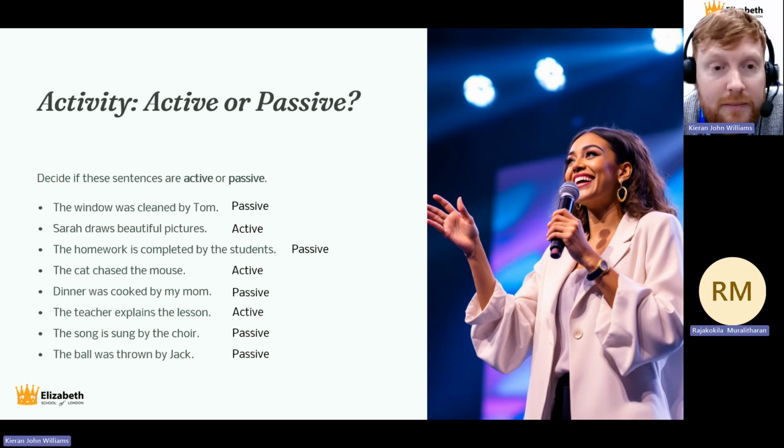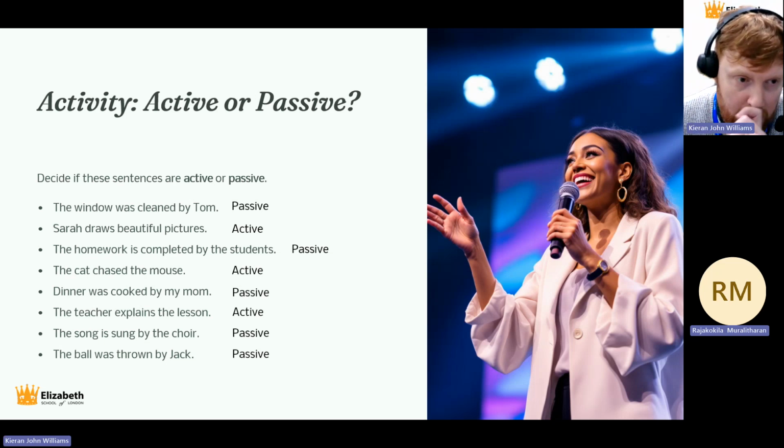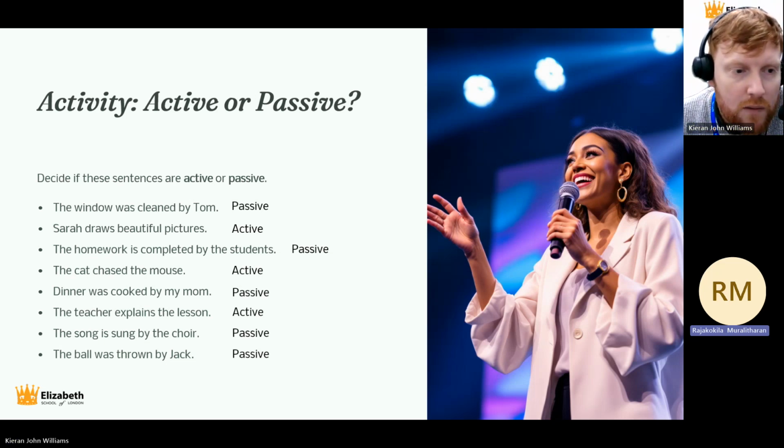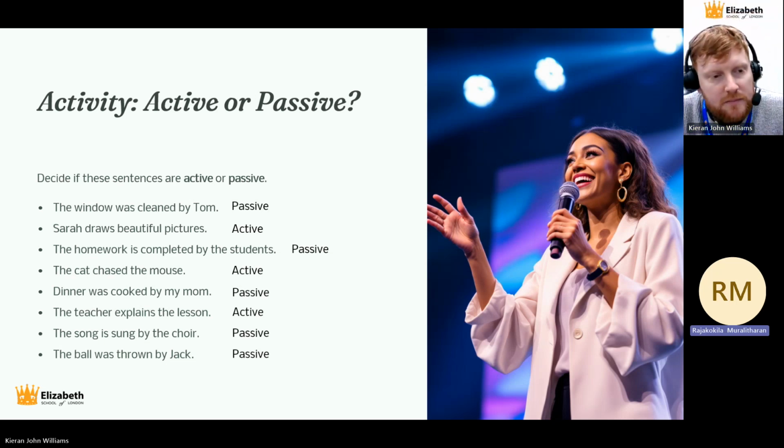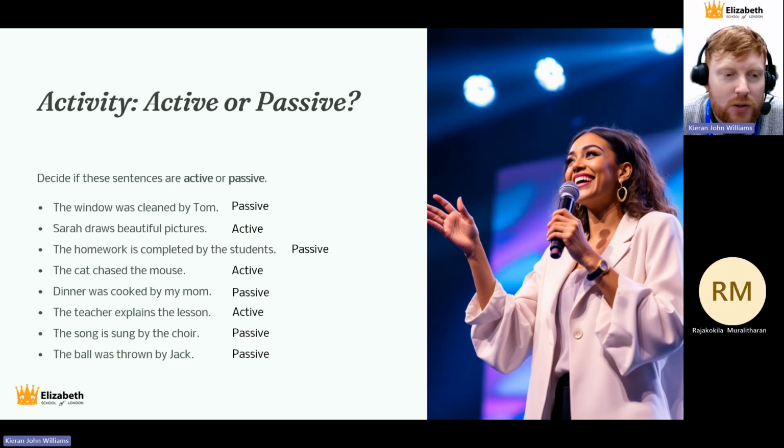All right, so which one do you say? Sorry, Kieran. Okay. How can I call you, John or Kieran? No, Kieran is fine. Okay, Kieran. So you are saying that in the window was cleaned by Tom, Tom is the subject, window is an object, and clean is maybe passive or active. Oh, okay. So you've said the window is the object, Tom is the subject, and this is our verb. So is this active or is it passive?